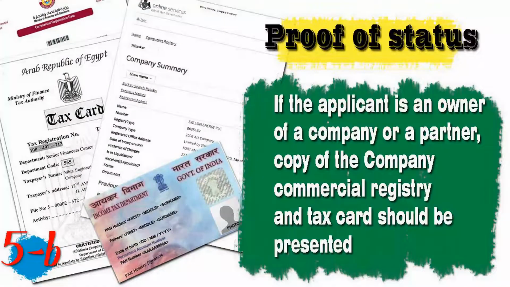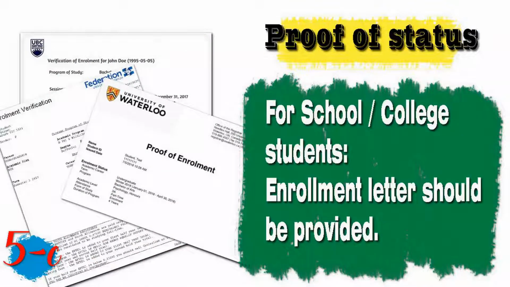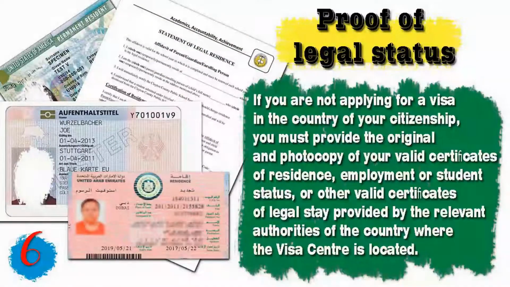But if you are an owner of your own company or a partner in a company, you will need a copy of the company commercial registry, and a tax card should also be presented. And if you are a student in a school or college, an enrollment letter should be provided. Number 6, for foreigners, you will need a legal residence permit. If you are not applying for a visa in the country of your own citizenship, you must provide the original and photocopy of your valid certificates of residence, employment, or student status, or other valid certificates of legal stay, provided by the relevant authorities of the country where the visa center is located.